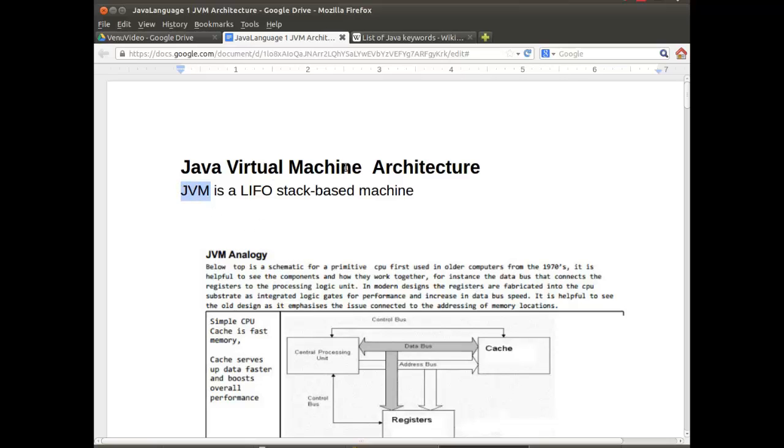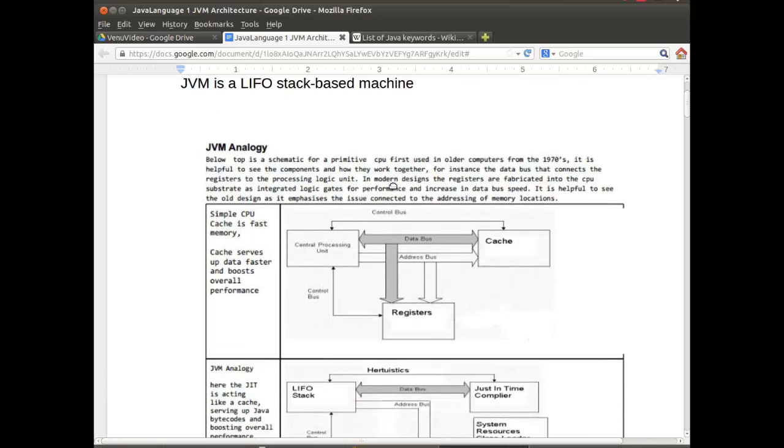The Java virtual machine is like a virtual computer, and it's what we call a stack-based machine, and the nature of the stack is what we call in computer science LIFO, which stands for last in, first out. So with a stack, you can think of this as being like a data container where we can put data in and we can get data out. And a LIFO stack means the last thing we put in is the first thing we can get out. So that's a little bit about its architecture.